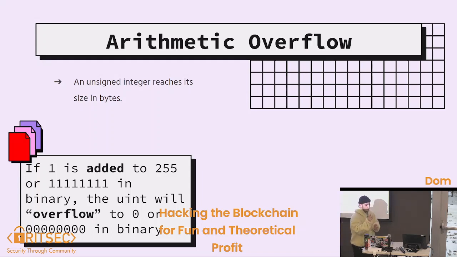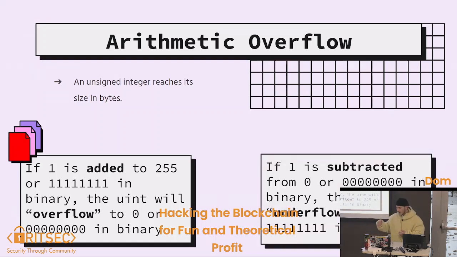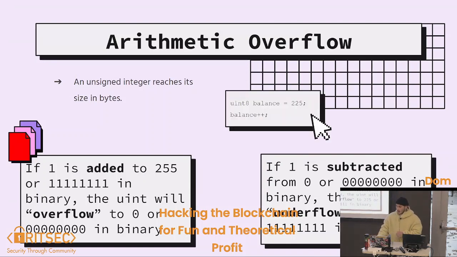if we add 1 to that, or in binary 111, 111, 111, the uint will overflow and reset to 0, or all zeros in binary. In underflow, if it's at 0 and we subtract 1, it will then underflow to 255 or all ones in binary. And so here we just see the example of the uint variable of balance. It's equal to 255, and then we go ahead and add 1 to that, and it overflows.